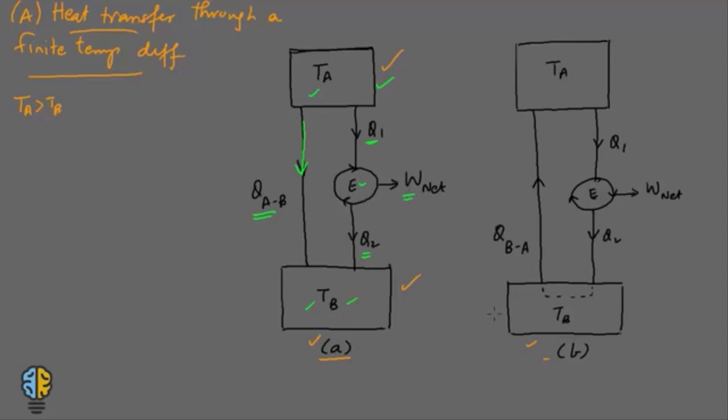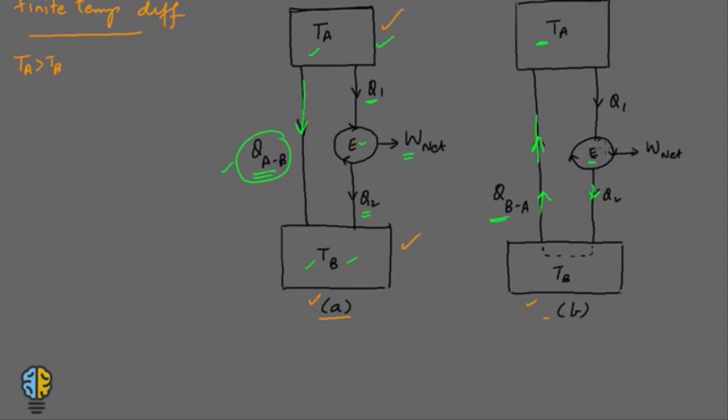Now if you come to figure B and you reverse this heat transfer process, you now have heat flowing from B to A. So the arrow is reversed in this case, you have QBA, and the heat engine is working in such a way that whatever heat is being rejected, the same amount of heat is being carried to the source TA. This means that the heat engine is working in such a way that Q2 is equal to QBA.